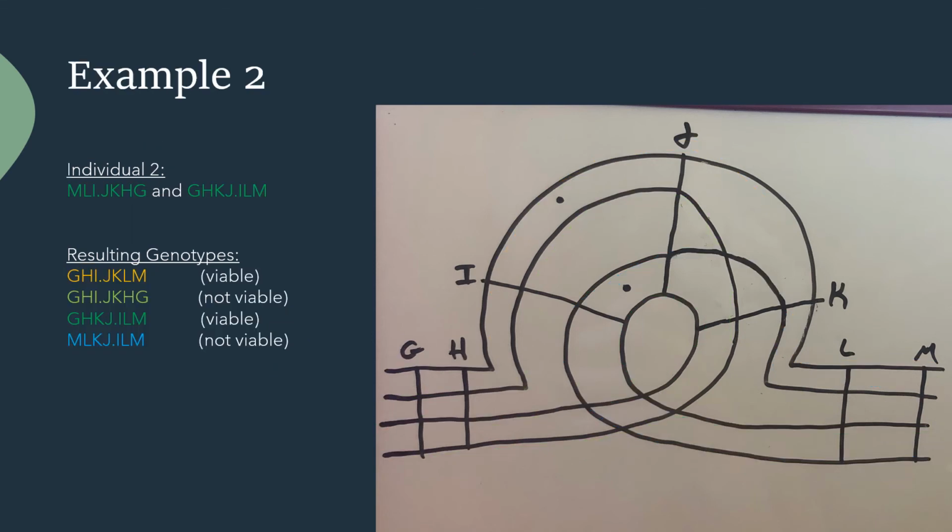In a second example, we're given an individual with these two genotypes, which, as you can see, are the same genotype just flipped backwards, and they are the same thing as this genotype here, which is viable. So both of these will be viable, and since individual 1 and individual 2 both had two viable genotypes, there won't be any difference in the fitness between these two individuals.